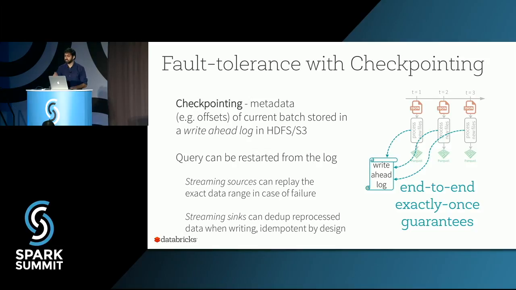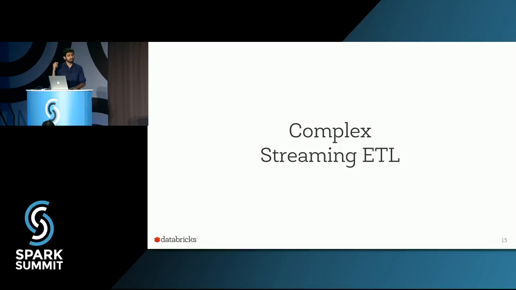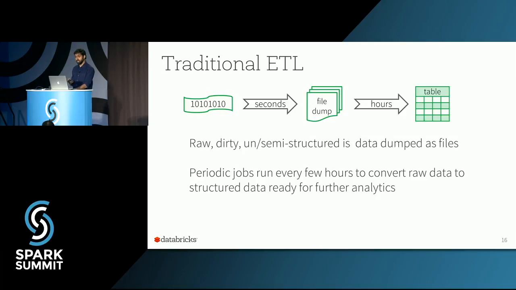Now, this was a very simple example. Let me go deeper into a more realistic use case, a complex streaming ETL example. Traditionally, ETL has been done in the following fashion, where you have raw, dirty, semi-structured, or completely unstructured data coming in through streams. That is usually dumped as fast as possible into raw files. And then a periodic job every hour or every 6 hours takes those raw file dumps and converts them into structured data that is presented as a table for further advanced analytics.